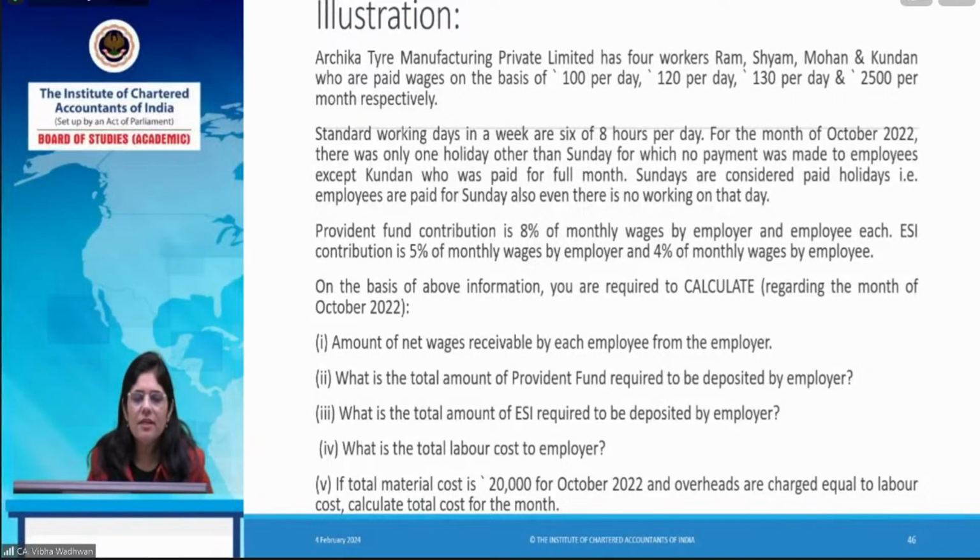Quickly, we have another illustration. This I've taken from maybe the RTPs or the last year paper. So just take a note of this question, please, all of you. Take a quick note of this question.